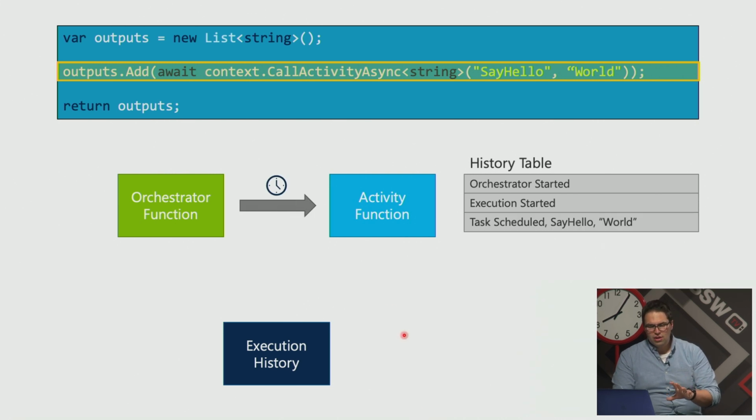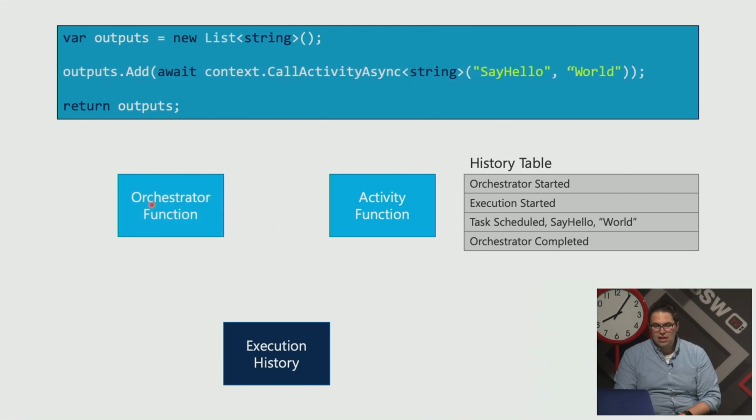So the orchestrator is going to schedule the activity function through a queue message and say, hey, say hello function, you need to say hello to the world. And after it schedules that, the orchestrator shuts down. It finishes its execution. It completes. It's done. It goes away. Maybe it scales to 0.